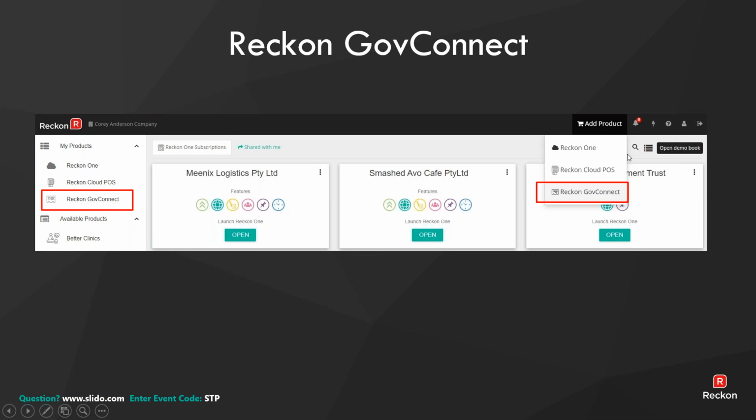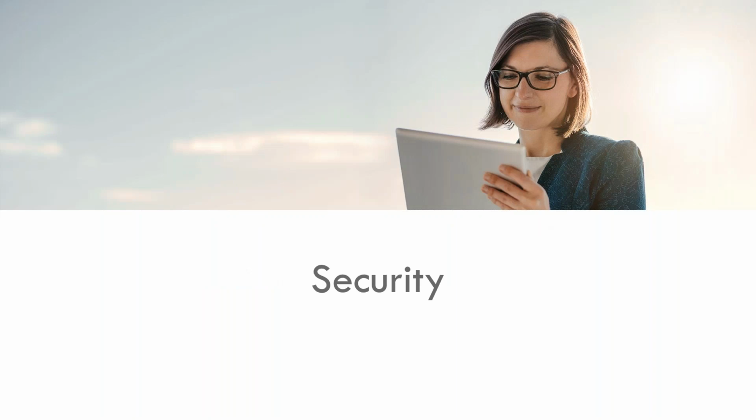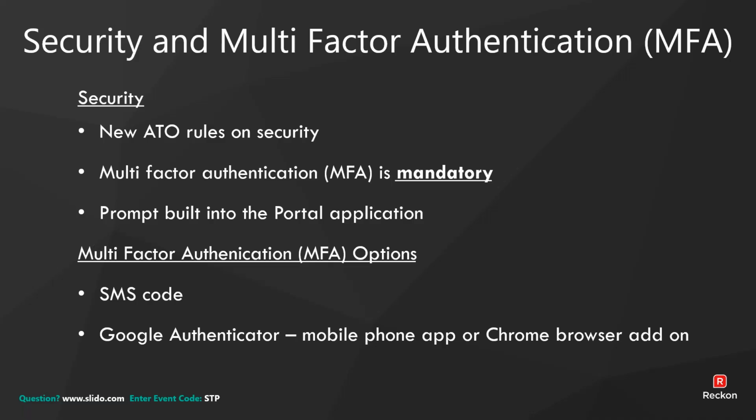If you're managing more than one company, ABN, or more than one entity, you can click on Add Product, then go to Reckon GovConnect. And then it'll prompt you to set up your MFA. So that is your multi-factor authentication. Just to explain further on MFA, multi-factor authentication, it's basically just for your security. So the ATO has made this a requirement, especially for any software provider dealing with the ATO. So MFA is at a user level.